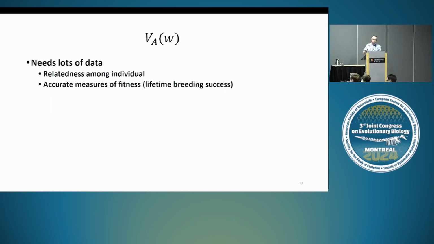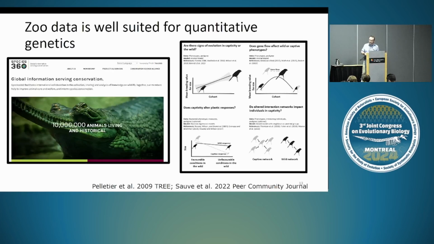Again, we're going to need lots of data to get a measure of this. We're going to need relatedness among individuals and accurate measures of fitness. Thankfully, there are really well-suited data sets in the zoo world that can handle some of this. For this project, I've pulled data from Species360, a very large database of 10 million animals, with records on things like pedigrees and studbooks. It's been pointed out in the past that these are quite well suited for these quantitative genetic studies.